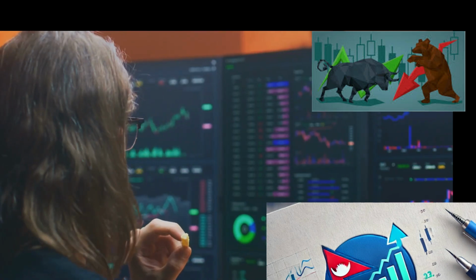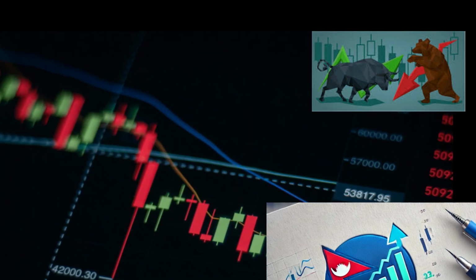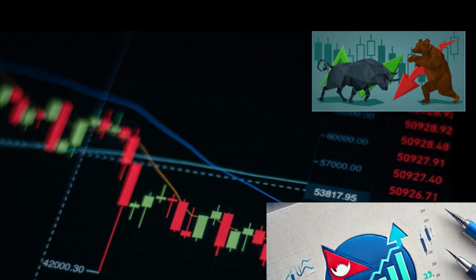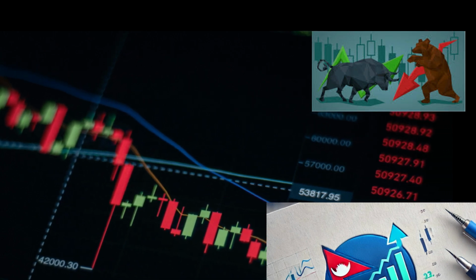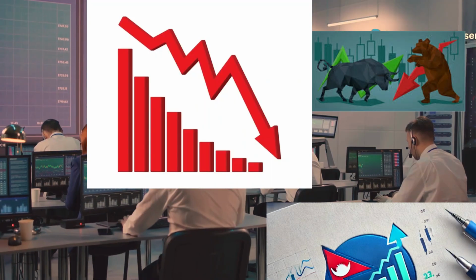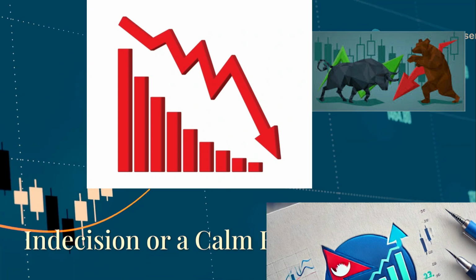Now, don't go buying every time you see a hammer. Look for confirmation. A strong green candlestick following the hammer. That's a bullish sign. Remember, context is key. A hammer at the bottom of a downtrend is more significant than one in the middle of an uptrend. It's all about reading the signs and making smart trading decisions.